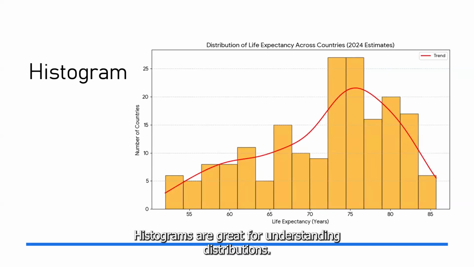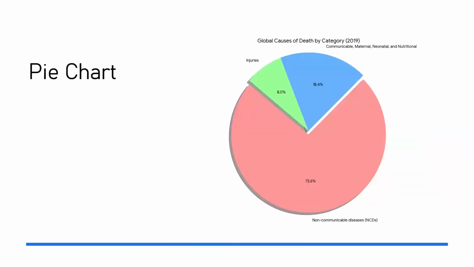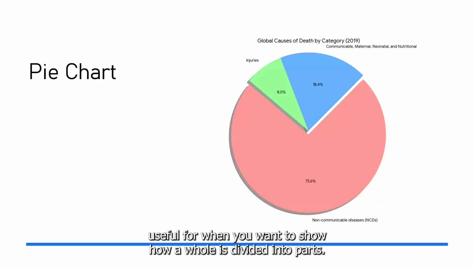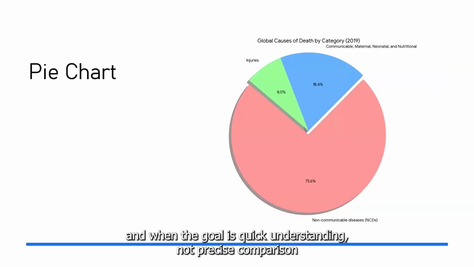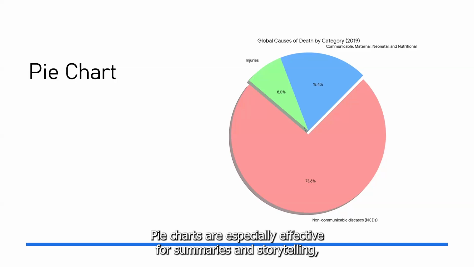Histograms are great for understanding distributions, especially helpful in identifying outliers or skewed data. You can use them to visualize age distribution of a clinic's patient population or the distribution of a lab value like blood pressure. Pie charts are useful for when you want to show how a whole is divided into parts. They work best with a small number of categories and when the goal is quick understanding, not precise comparison. In health data, they're often used to show proportions, such as causes of hospital admissions, insurance status, or vaccination coverage. Pie charts are especially effective for summaries and storytelling with non-technical audiences.